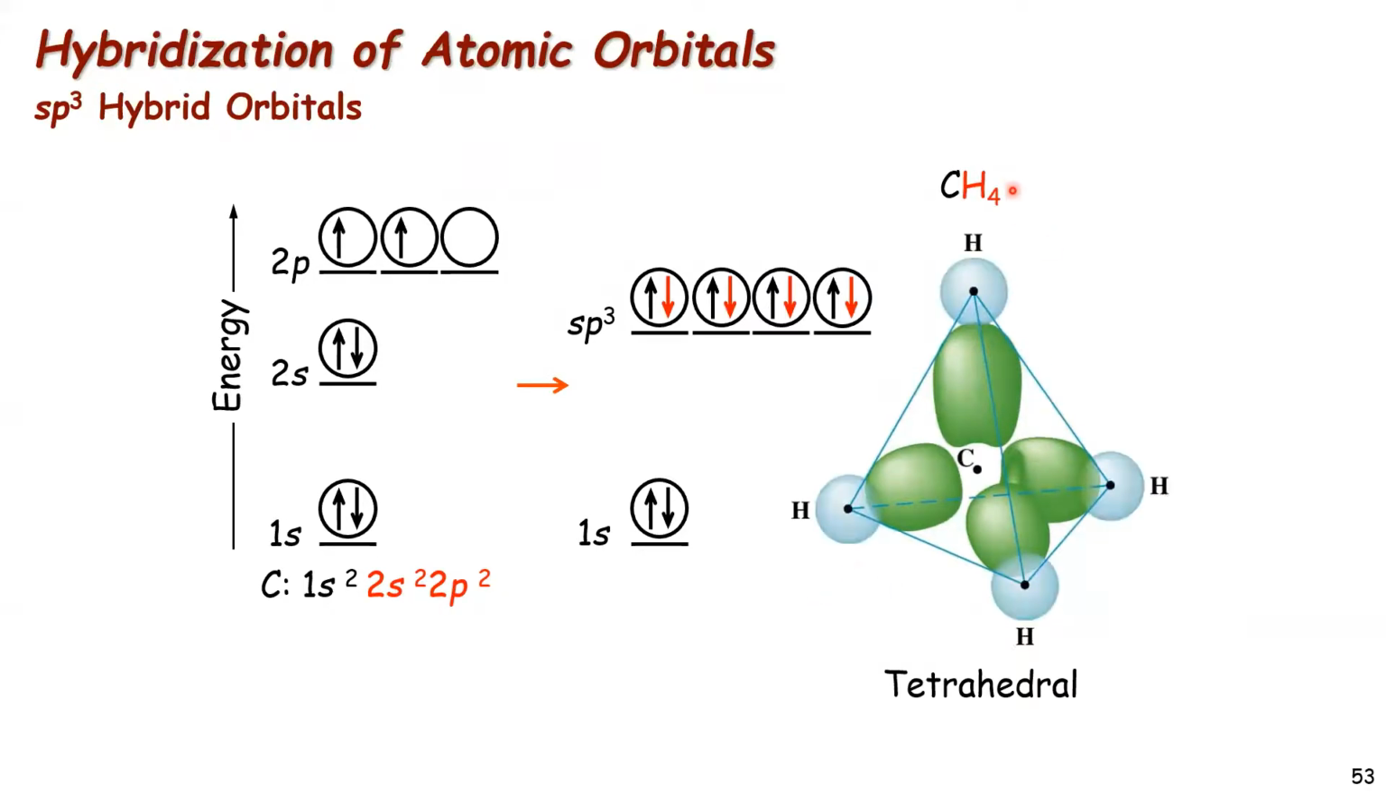And if it's methane, each hydrogen atom has an unpaired electron, and that unpaired electron in that 1s orbital is going to overlap with the unpaired electron in this sp3 hybrid orbital, forming the carbon-hydrogen covalent bond. And you can see the same thing is happening at all 4 locations, making the 4 carbon-hydrogen bonds.